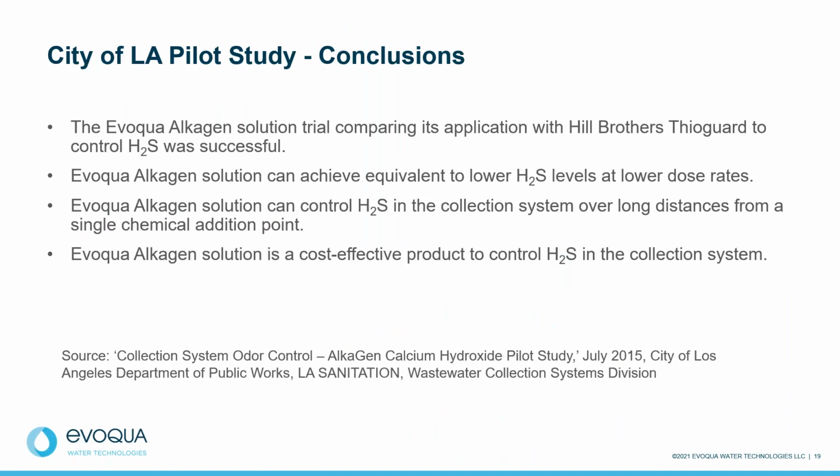The LA study proved that Alkagen performed favorably against mag hydroxide and could achieve equivalent to lower hydrogen sulfide levels at lower dose rates. And while we don't typically suggest using Alkagen for very long detention times, the study proved that Alkagen could control hydrogen sulfide over long distances in this particular application from a single chemical addition point. The study proved that Alkagen was a cost-effective product to control hydrogen sulfide in the collection system.